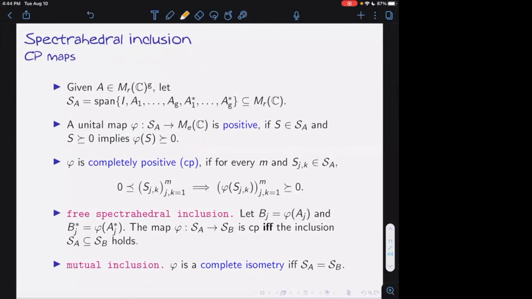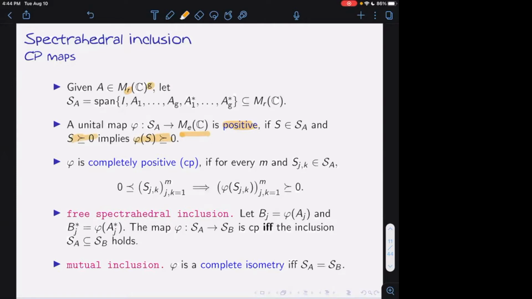So in terms of the inclusion, again, if we start with a tuple of g-tuple of R by R matrices, we can take the unital span of this tuple along with the adjoints as well. That gives us some sort of operator system. And then a unital map from this operator system script SA into matrices of some size is said to be positive if it takes positive elements to positive elements. So if S is positive, it implies its image under phi is positive.